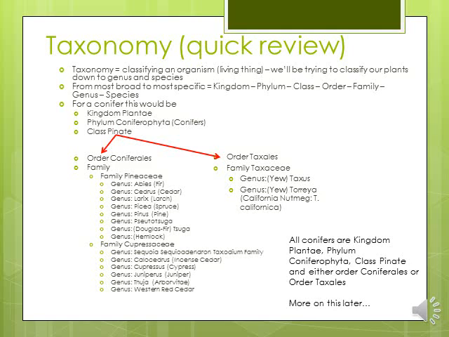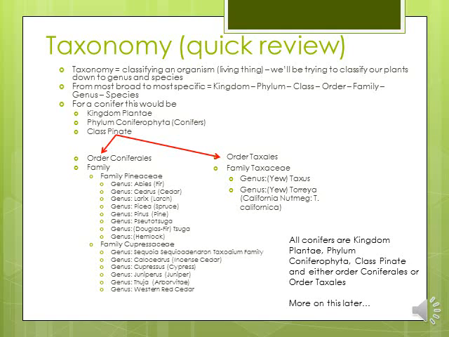From most broad to most specific, kingdom is the most broad. So we have the plant kingdom, the animal kingdom, the fungus kingdom, and then of course we'll just be dealing with kingdom Plantae, or the plant kingdom, in this class. And then as you start going more specific, there's different types of phylum, and then it's class, order, family, genus, species, and species is the most specific.